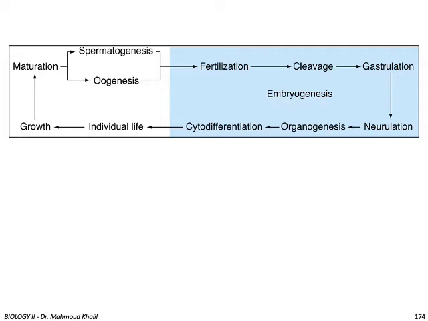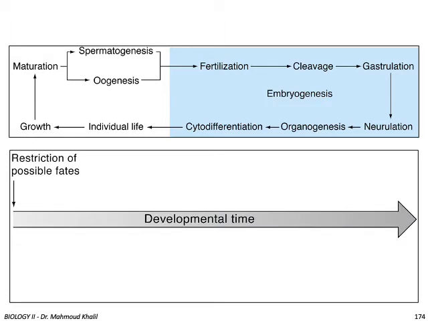In gastrulation, the embryo becomes a double-layered and then triple-layered embryo. After gastrulation, neurulation starts, which is a process in which the neural tube is formed. This is followed by organogenesis, then cytodifferentiation, then individual life that grows to reach maturation.